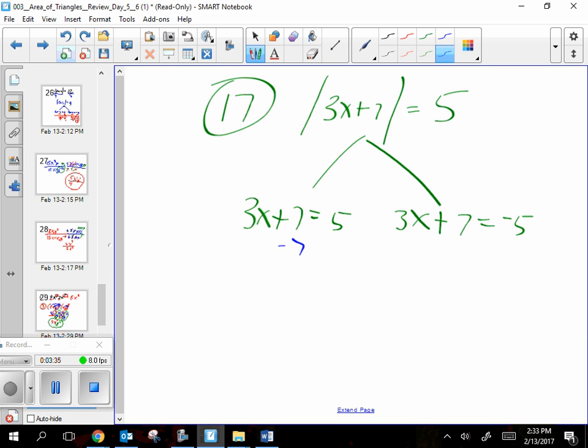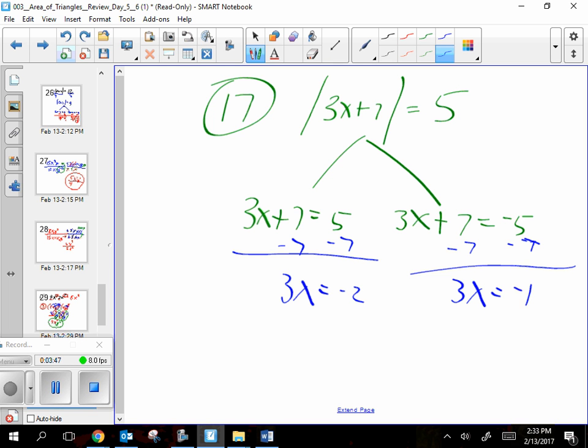Correct. And I get negative 2. 3x equals negative 2. And here I get 3x equals, well, negative 5 and negative 7 make negative 12. I know a lot of people would mess that up because some have trouble with that. All right, so then from here, divide by 3, x equals negative 2/3. And divide by 3, x equals negative 4.